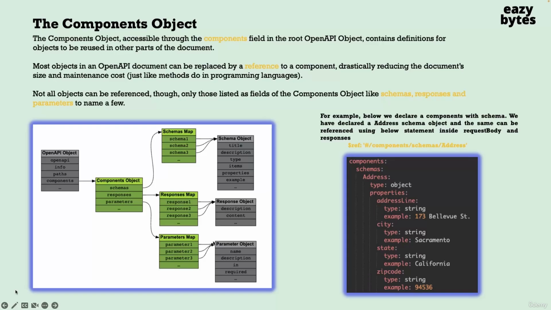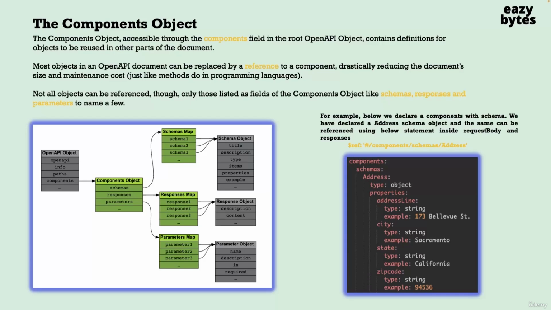On the left hand side, there is a screenshot showing the root element components. Inside components, we can define multiple other objects like schemas, responses, parameters, request bodies. And under schemas, responses and parameters, you can again define multiple schema structures, multiple response structures, multiple parameter structures, and the same can be used inside your OpenAPI specification definitions with the help of the $ref keyword.